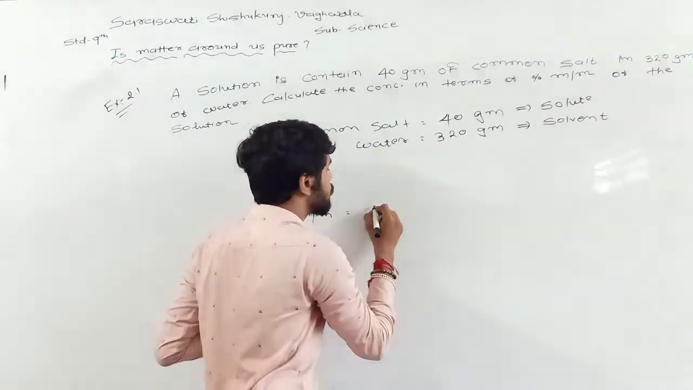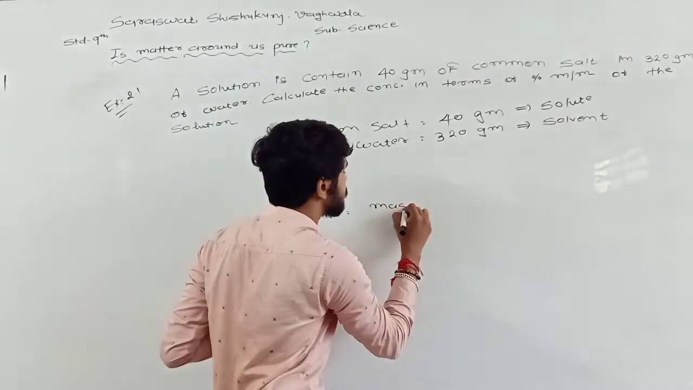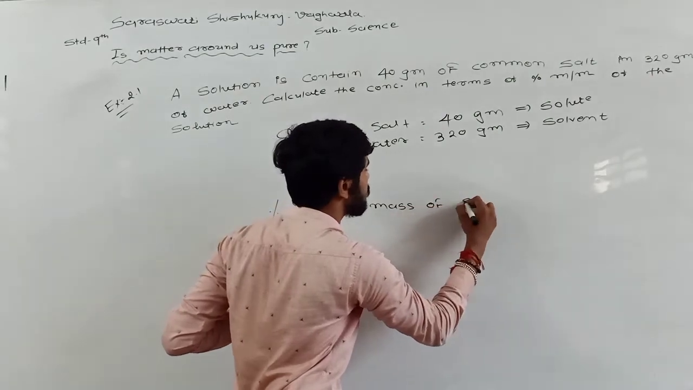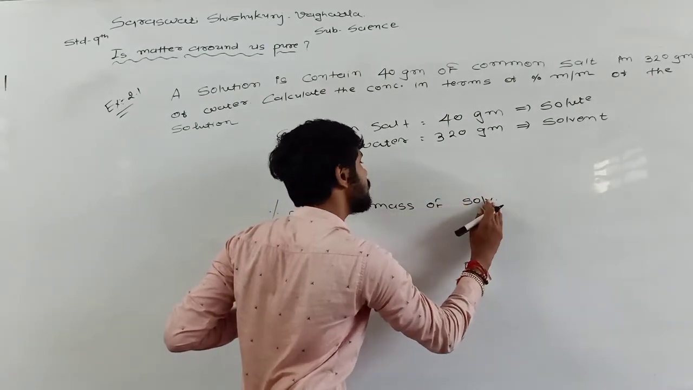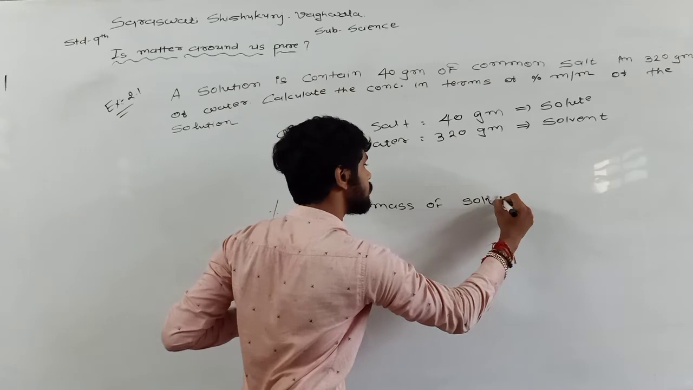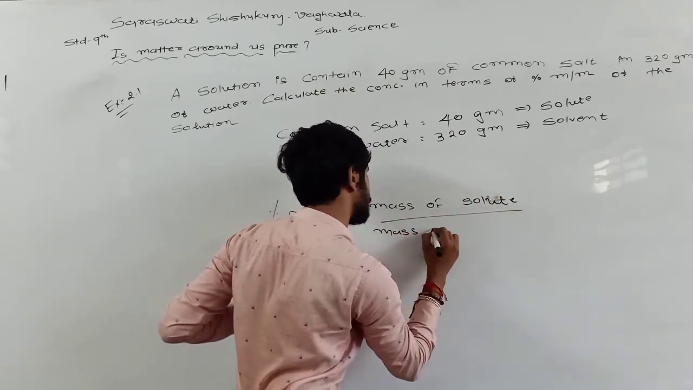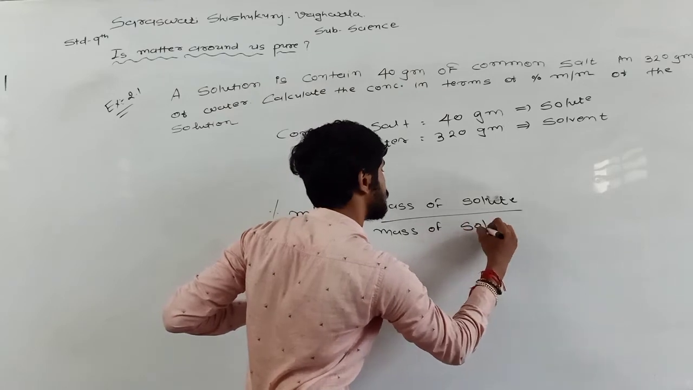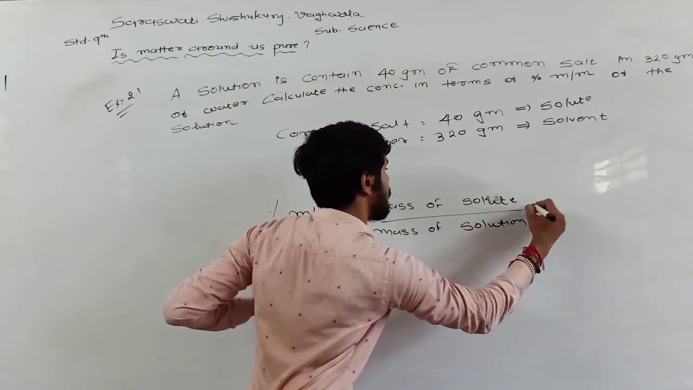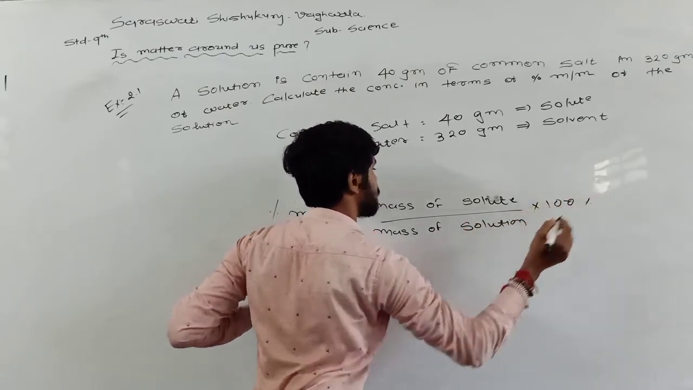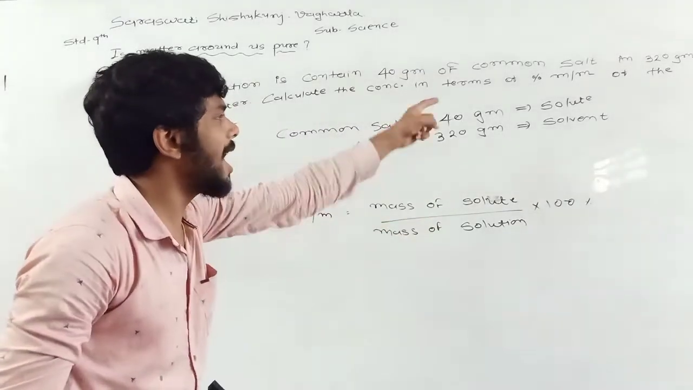So the percentage of mass by mass, that is equal to what? That is equal to mass of solute, sorry, solute divided by mass of solution multiplied by 100. Okay. Now, what is the mass of solute?